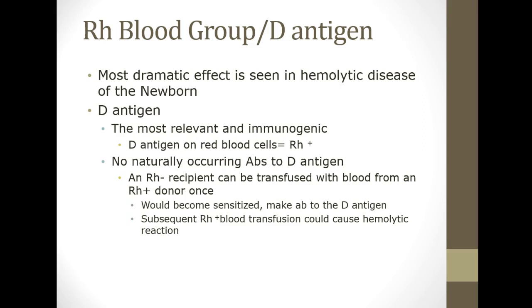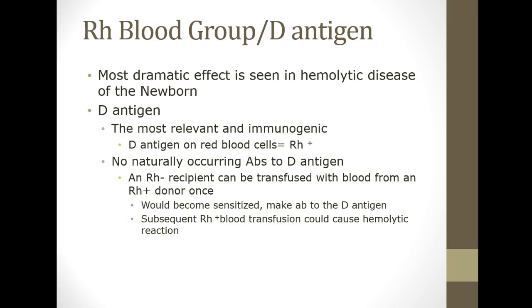Next, we'll look at the Rh blood group, or the D antigen. This is what makes you A pos, B neg, A neg, etc. It's the positive and the negative piece. So this is the most dramatic effect we see in hemolytic disease of the newborn. We're looking at something called a D antigen. If you have it, you're considered Rh positive. If you don't, you're considered Rh negative. I am O positive, so I do have the D, okay?